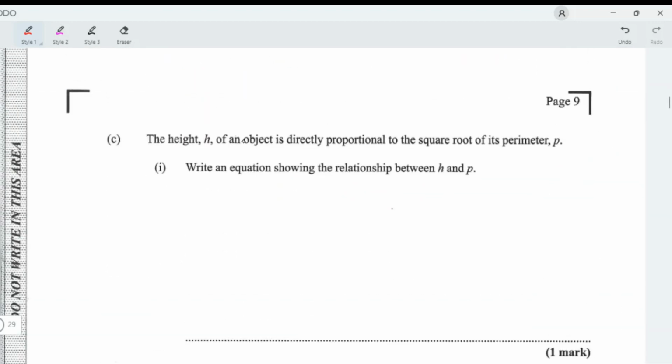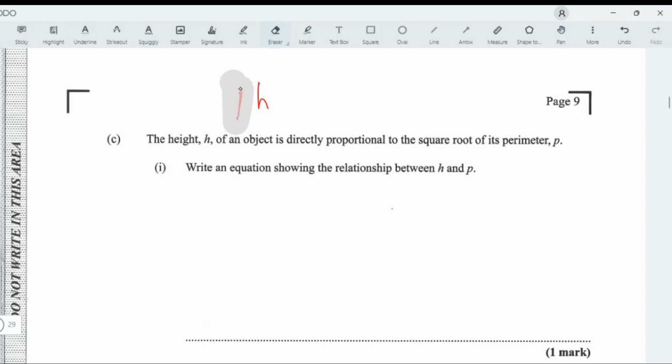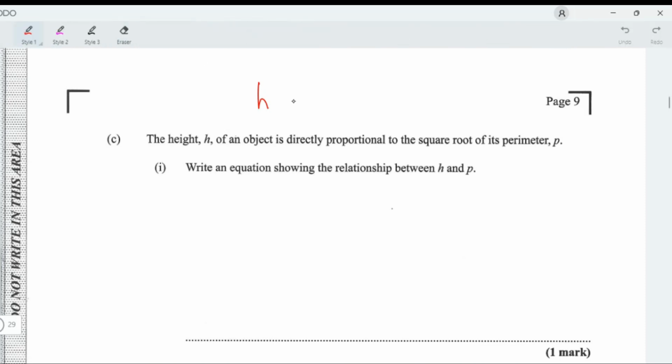This question says the height of an object, h, and they tell us that h is directly proportional to the square root of its perimeter. So the square root of the perimeter. Write an equation to show the relationship. So then h is equal to, when you remove the proportional symbol, you put a constant k, square root p. That's it.